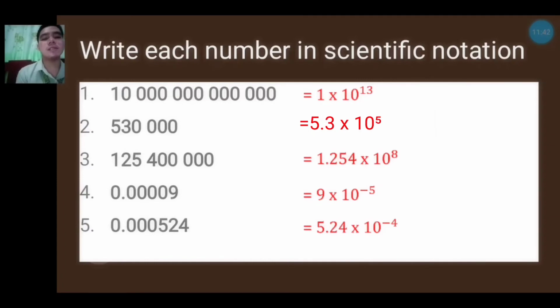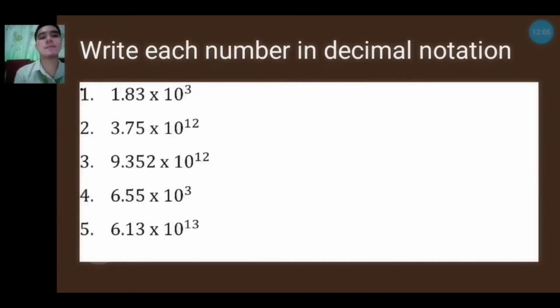Okay? So as you can see, all these values are 1 or between 1 and 10. So 1, 5.3, 1.254, 9, and 5.24. Okay, it should be 1 or between 1 and 10.